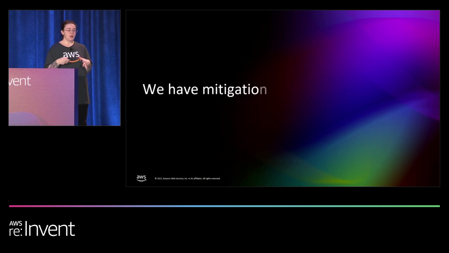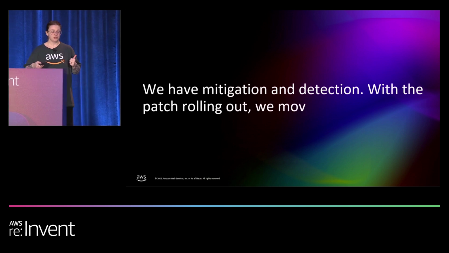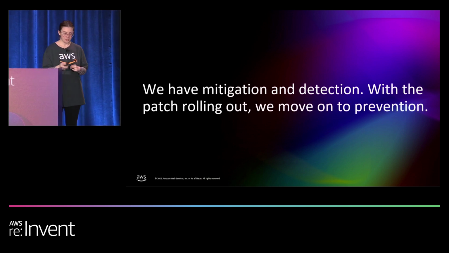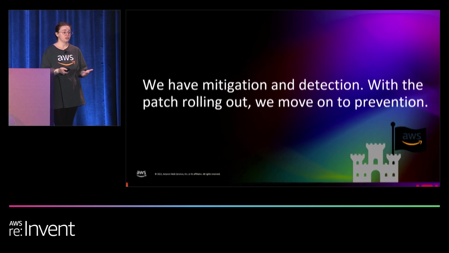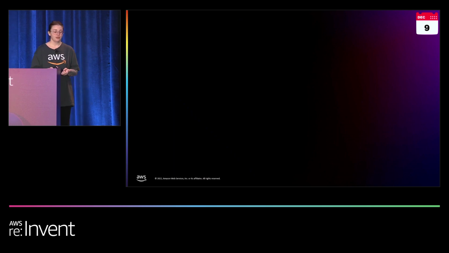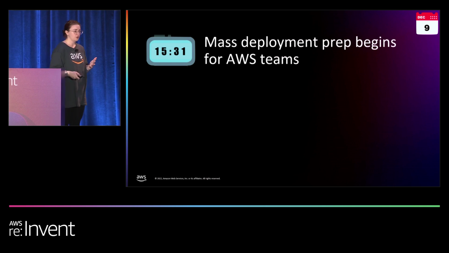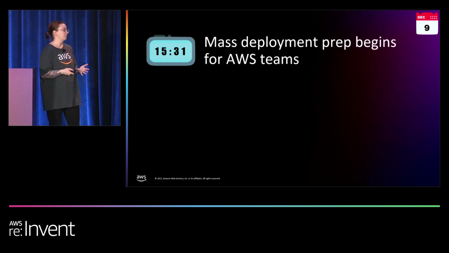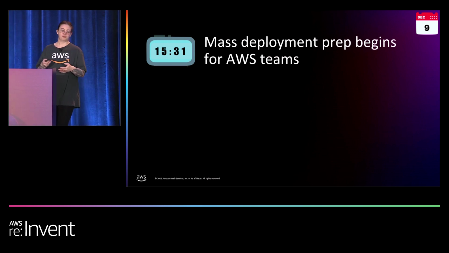At this point, we've got our mitigations in place, we've got our patch under review, we've got our detection happening, and we want to roll on to actual prevention. So what can we do with the information that we have? At around 3:30, we start mass deployment prep for AWS teams. This is with the built patch that we talked about from Ryan.